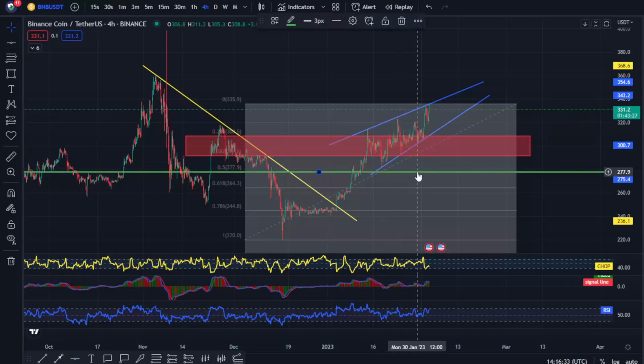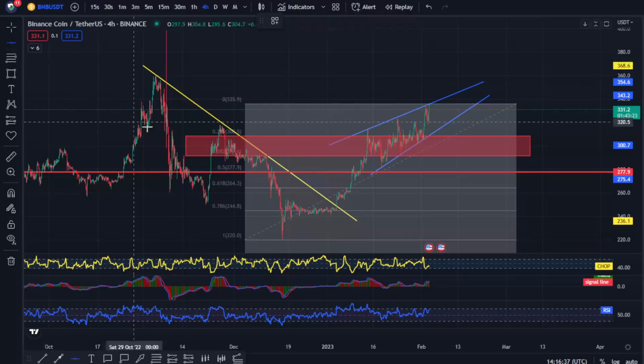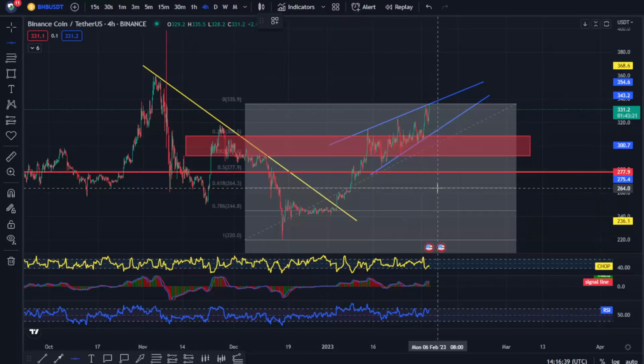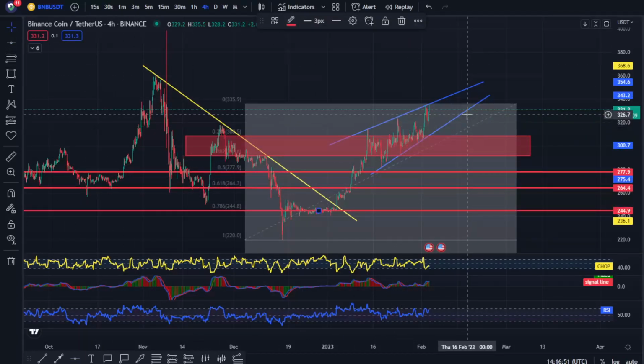But if the price goes lower, we have another support at $278, then at $264 and another support at $245.